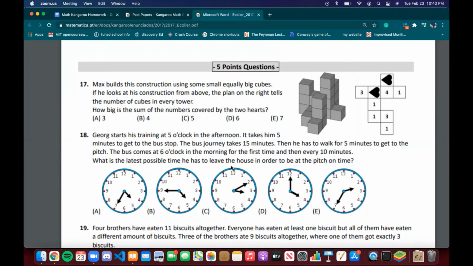Okay, so 17, Max builds his construction using some small, equally large cubes. If he looks at it from above, the plan on the right tells the number of cubes in every tower. How big is the sum of the numbers covered by the two hearts?